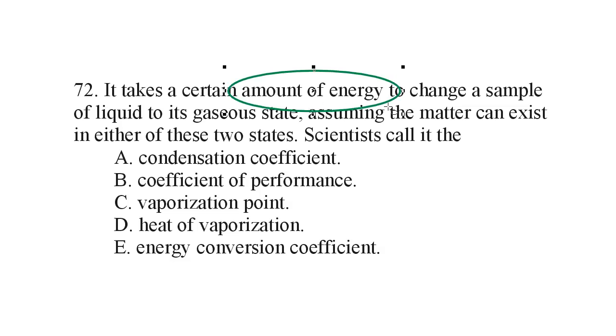For example, if we have 1 gram of water, it'll take a certain amount of energy to convert 1 gram of liquid water to 1 gram of vaporized water. That turns out to be about 540 calories at standard atmospheric pressure at sea level. It takes a certain amount of energy then to change a sample of liquid to its gaseous state, assuming that the matter can exist in either of those two states. Scientists express this as what? The answer is the heat of vaporization.